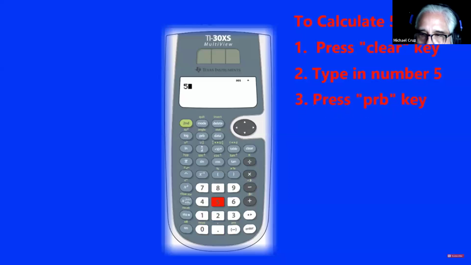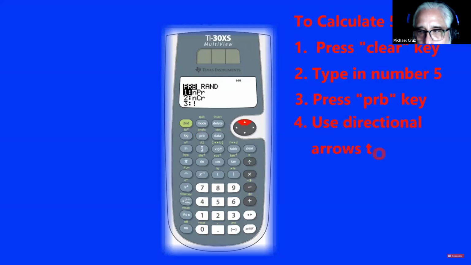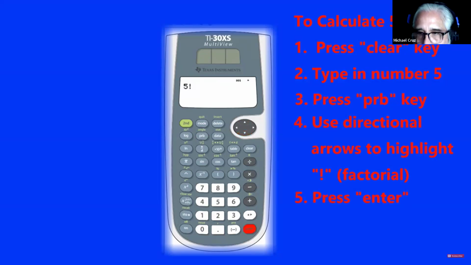Then press the PRB button, and then you can see the choices, and let's use the directional key. Permutation is highlighted here. So let's use the down arrow key. Now combination is highlighted, one more down and you have the factorial key highlighted. Now press enter to select that choice. So now we have 5 factorial. And now you have to press enter a second time.